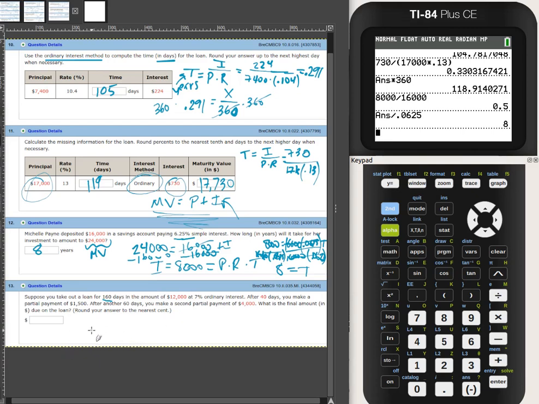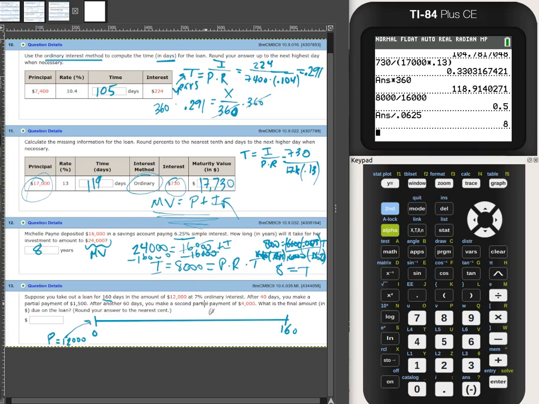I always like to draw a picture about it, where basically this loan is a 160-day loan. So we will start on day 0, and then we will carry on until day 160, which is the end. And what happens is that the principal on day 0 is going to be $12,000.